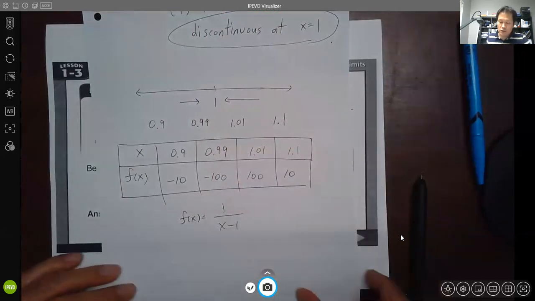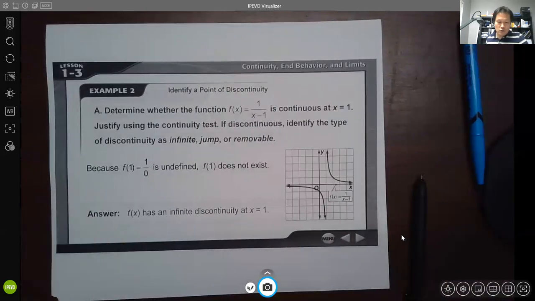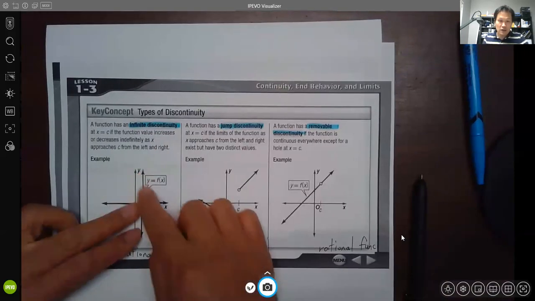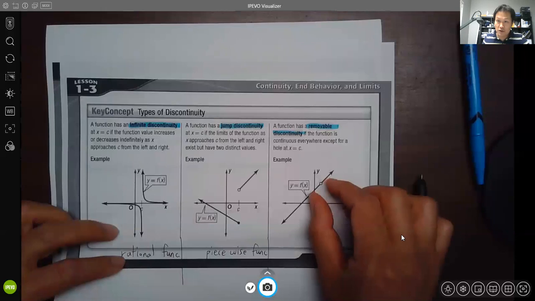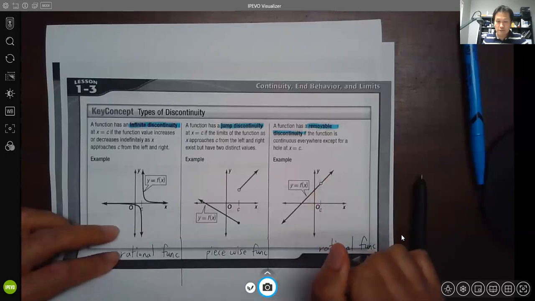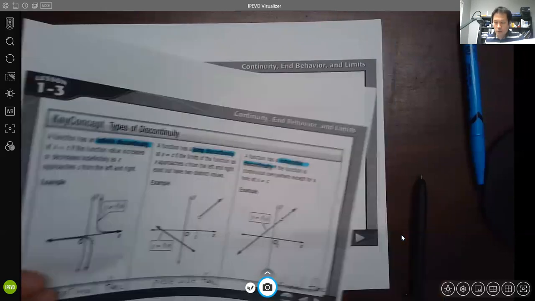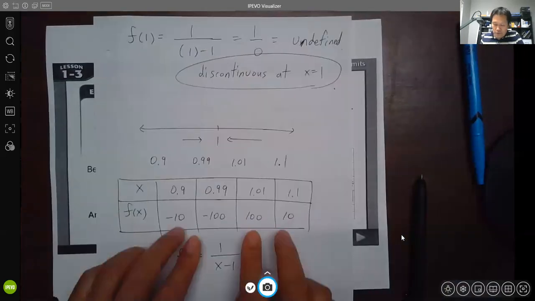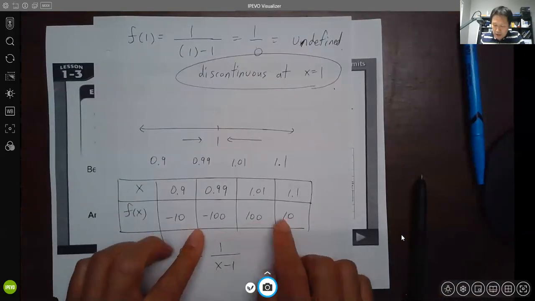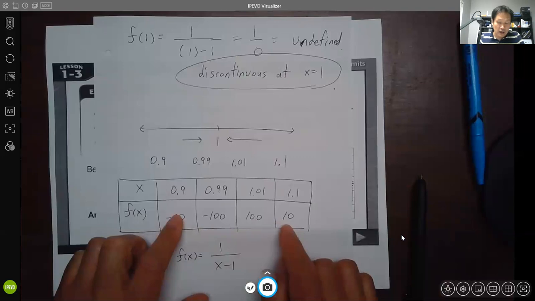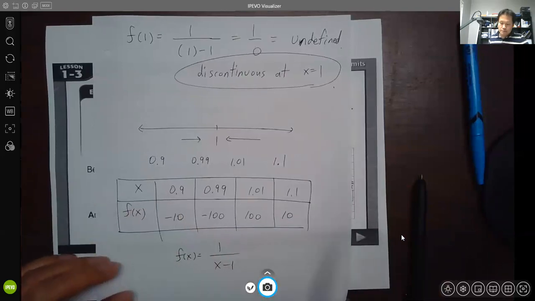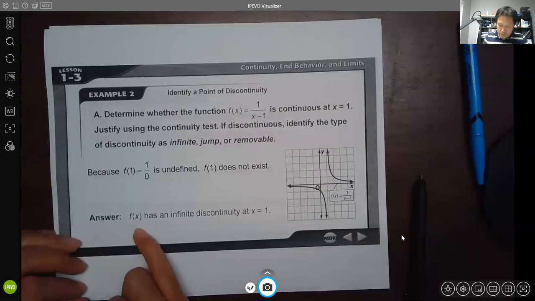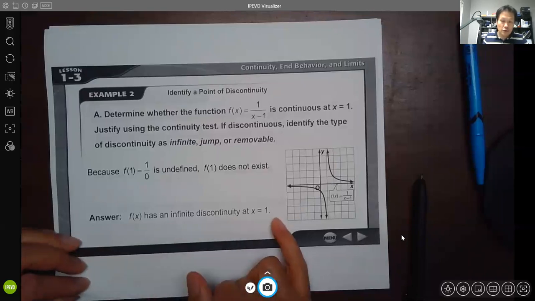So that's another way to look at it. Yes, it should be infinite discontinuity, not removable discontinuity. Okay? If it was removable, this value would be very close by. It should be like 99, it should be like minus 99, not like this big gap. So infinite discontinuity at x equal to 1.